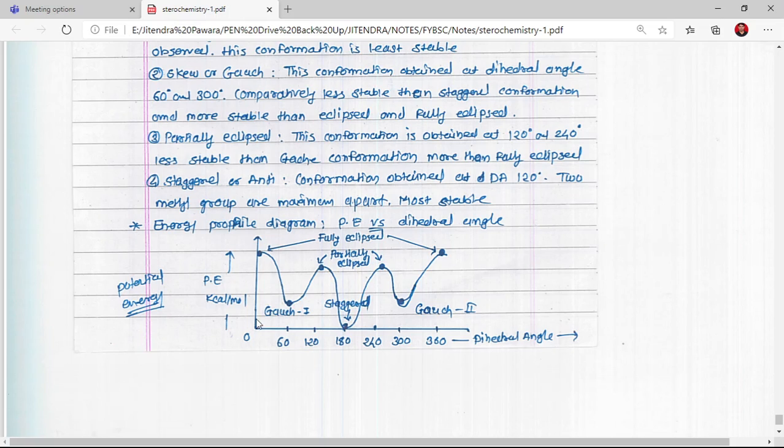around 0.6. So what is the energy difference between gauche and staggered conformation? The exact value is 0.9 kilocalorie per mole. So this is about the conformational analysis of butane. Any question regarding this?